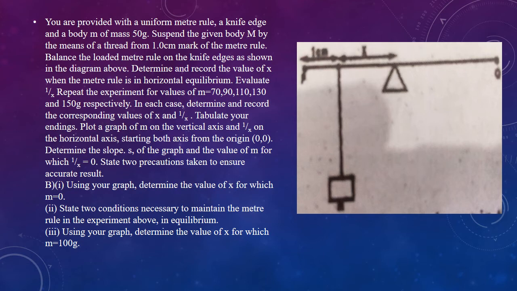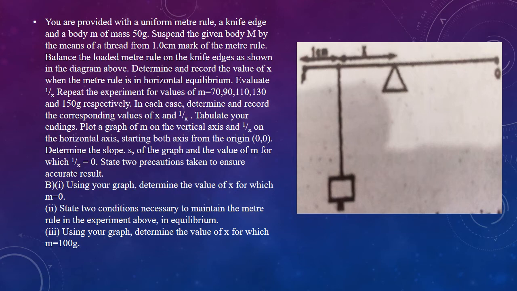Our expectation here is to form the table from the list of instructions given to us. First of all, students are provided with a knife edge, a meter rule, a set of masses, and a string, which could be a thread. If you go through the instructions, you will see that we are to determine and record the values of x. X can be seen on the diagram, so students are guided on what x is.